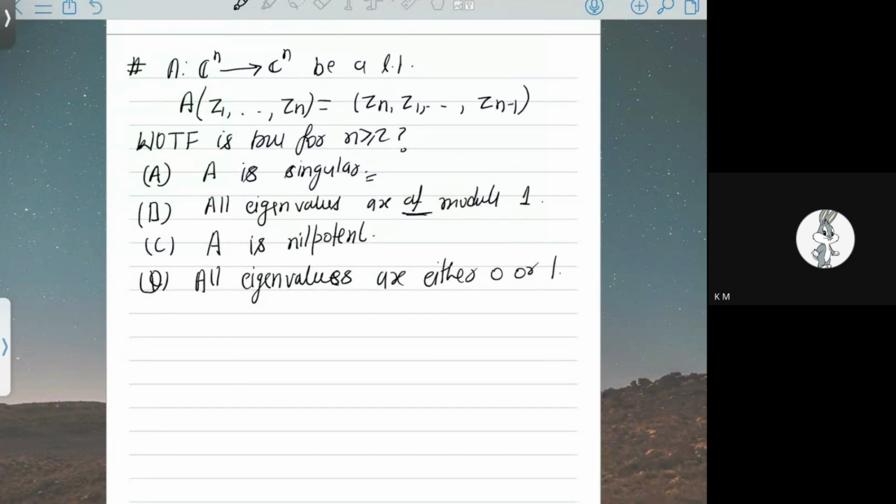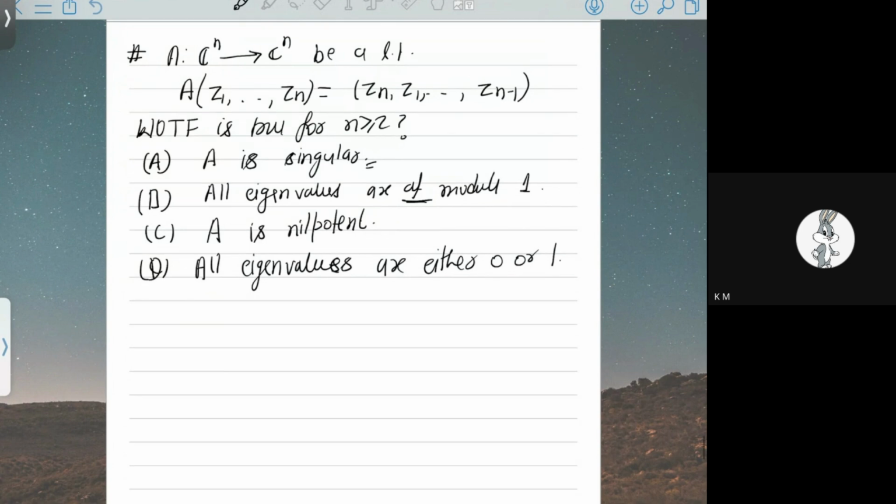Okay, so first of all, A singular means it is not invertible, because non-singular means invertible, so singular means not invertible. Can somebody tell me whether this transformation A is invertible or not? Yes, ma'am, it is invertible. This is very much clear, that this is invertible. I'll not explain that; this is very trivial, so you can do it yourself. So it is given that A is singular. So this is true or false?